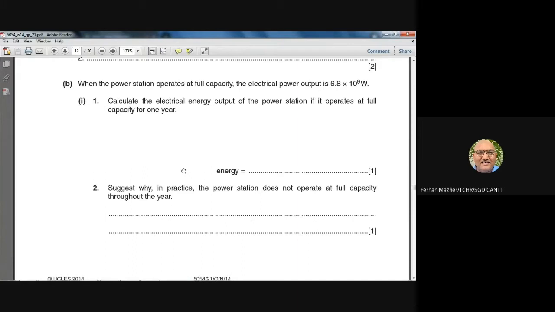You know, energy is equal to power multiplied by time. But the time must be in seconds, and they gave you the time in years. So we will convert a year into seconds. In 1 year there are 365 days. You multiply it by 24 and then by 3600. Then use the formula energy equals power multiplied by time, and you will get the answer in joules. Let me show you my work. I have done this on a paper.